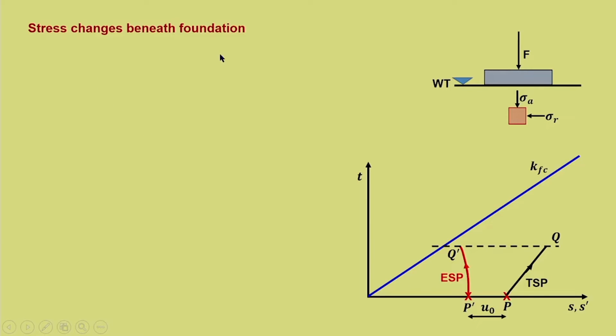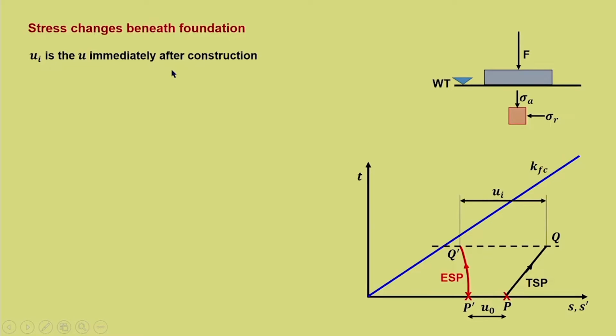Now, stress changes beneath the foundation, again the remaining aspects. Let us say that u i is the u immediately after construction. There are two or three types of pore water pressure that we are discussing. One is the initial pore water pressure, that is u naught. The other one is, since it is an undrained loading, at the end of construction there will be a pore water pressure, that is u i, immediately after construction. So, that is what is shown here, u i.